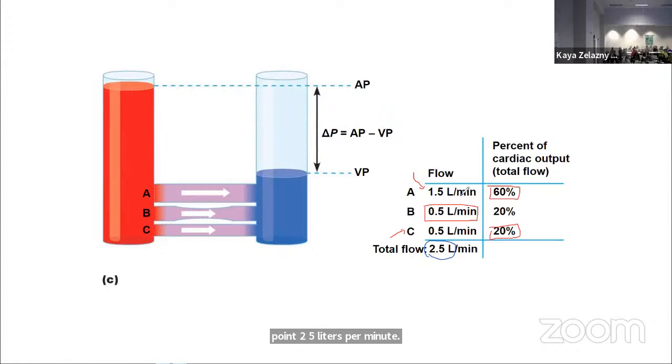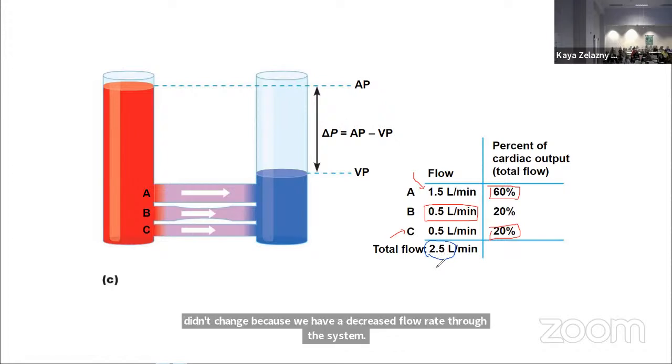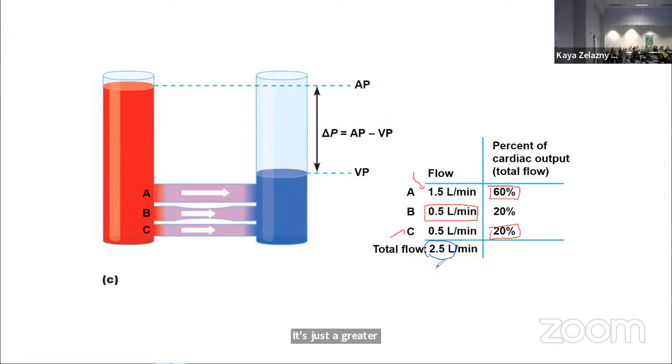So 1.5 liters is no longer half, it's up to 60%, even though that individual radius, that individual resistance didn't change. And the overall liters didn't change because we have a decreased flow rate through the system. It's just a greater percentage. Okay. Questions about this at this point?